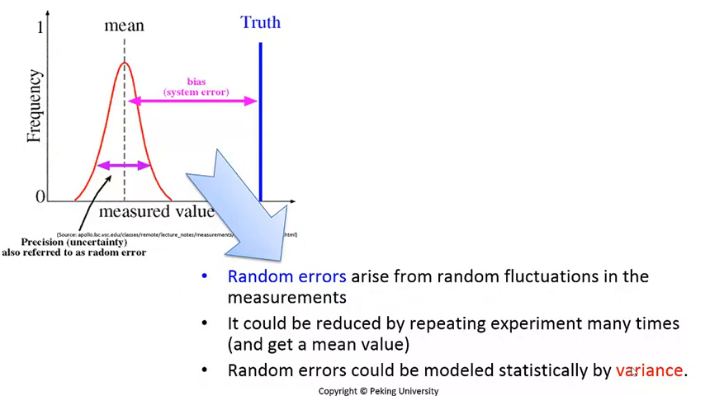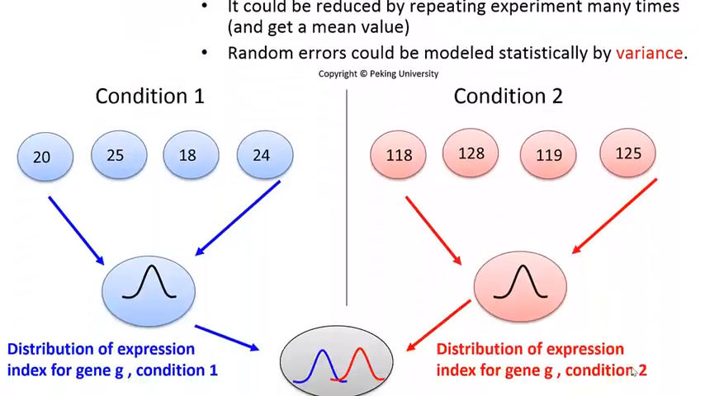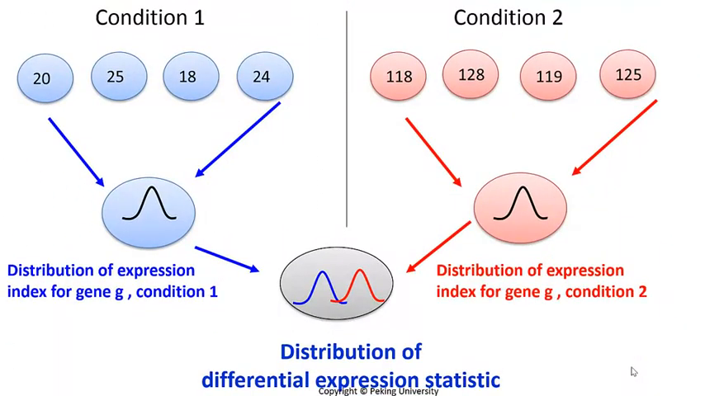In the real world, however, the case is much more complicated. In fact, in real experiments, we always get a distribution rather than a fixed value for the measurement due to the existence of random errors. Therefore, the comparison between gene expression levels under different conditions is essentially a comparison between two distributions. In other words, we need to consider not only the mean, but also the effect of variance as well.